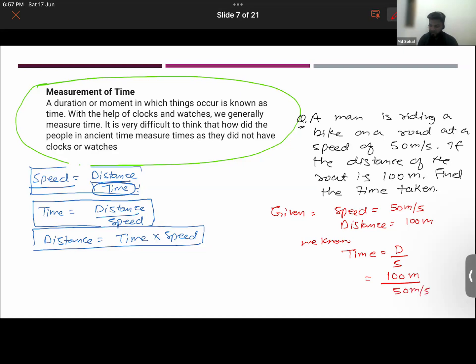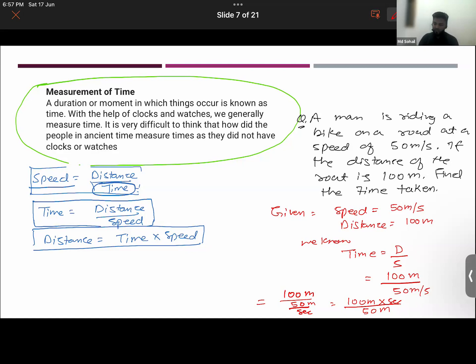So 100 meter upon 50 meter per second. 50 meter per second can be written like this, 50 meter upon second. Per means division sign here. So can we not write it like this: 100 meter into second, this second will come on the numerator side, and here you are left with 50 meter. Did you get this step, Mafaz?